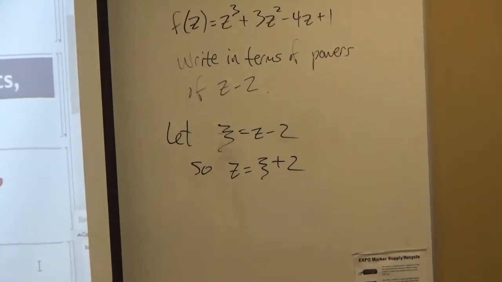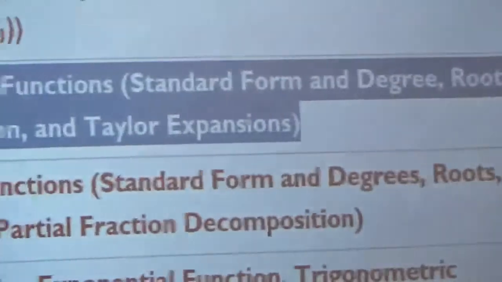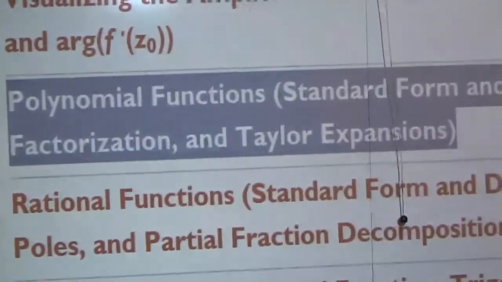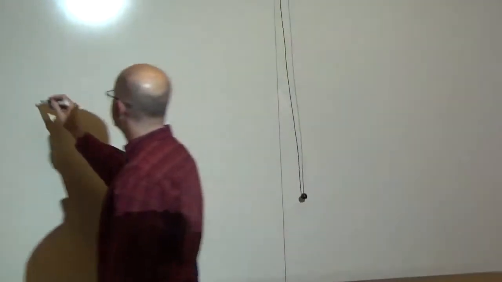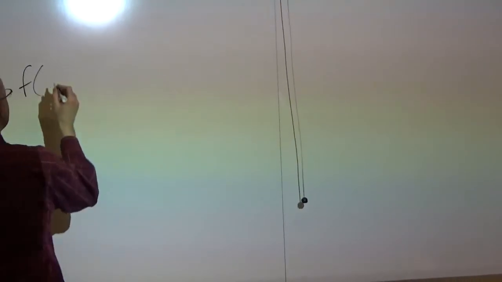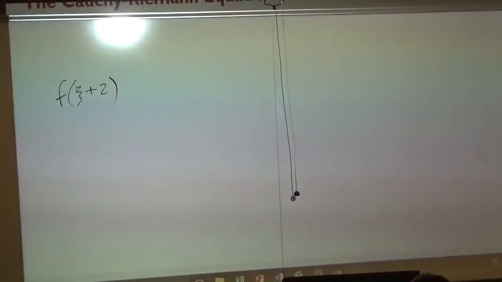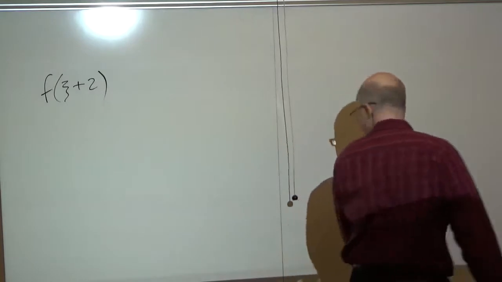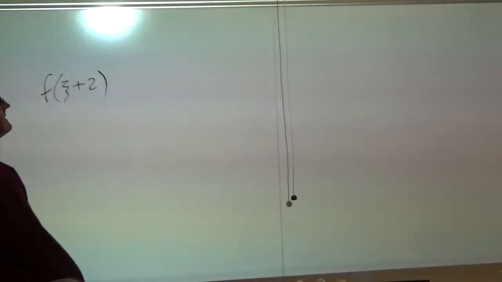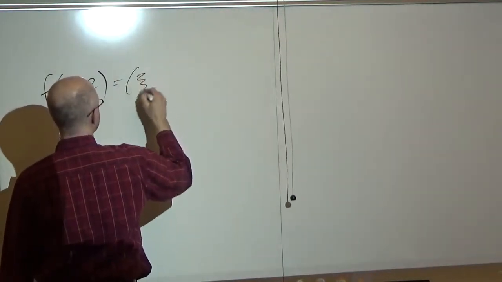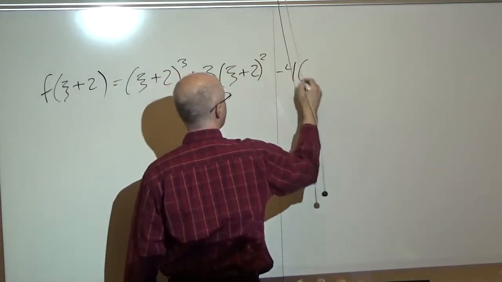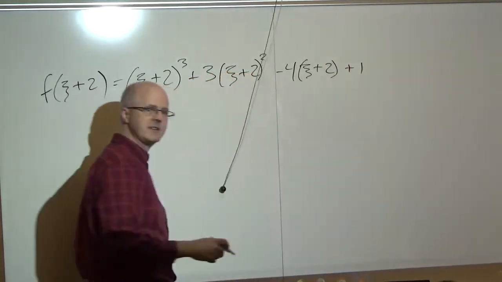Let's do it over here. Actually, let's do it here. So what is f of the expression xi plus 2? If I make my xi bad, I'm not going to bother fixing it unless it's really bad. Replace the z's with xi plus 2: xi plus 2 cubed plus 3 times xi plus 2 squared minus 4 times xi plus 2 plus 1. It's also fun to say, right? Xi.